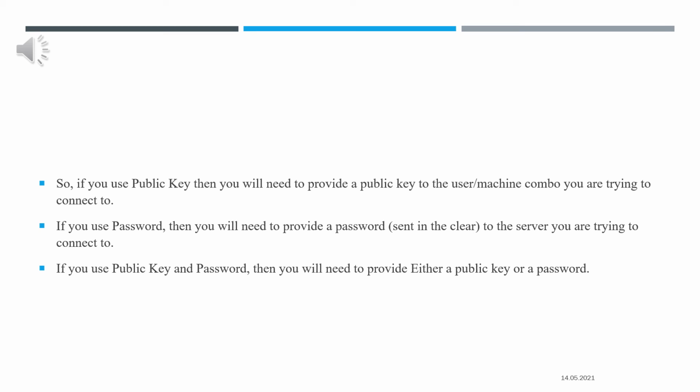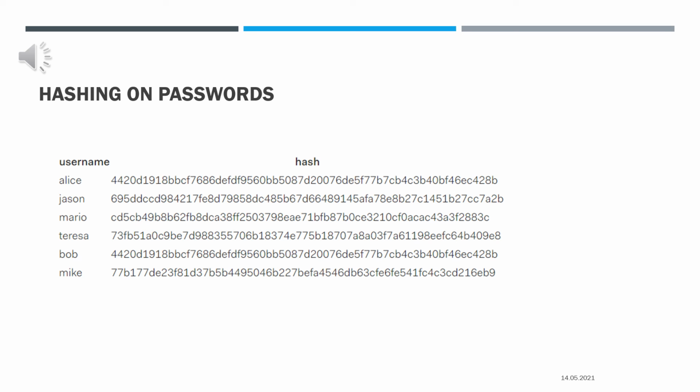In fact, it does not actually decrypt your key, rather the public key is offset by your password. So, if you use public key, you will have to give the user-machine combination you're trying to connect to a public key. If you are using password, you will need to include a password to the server you are trying to connect to. If you are using public key and password, you will have to choose between providing a public key or a password.